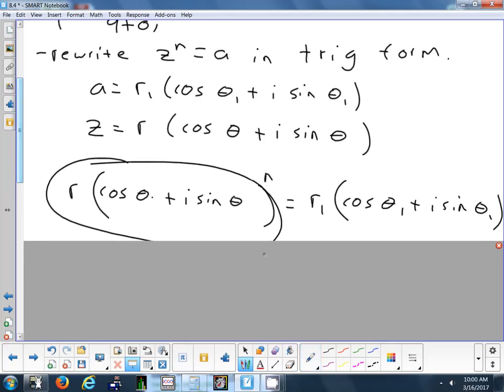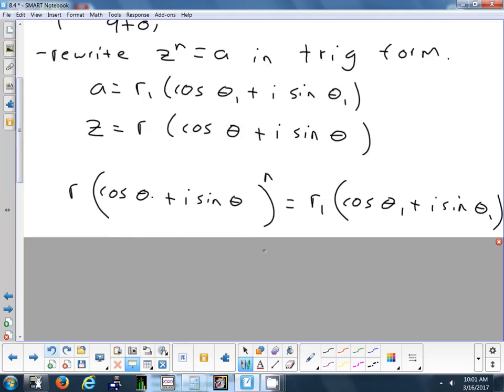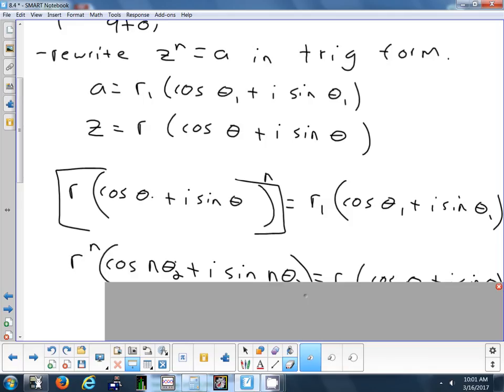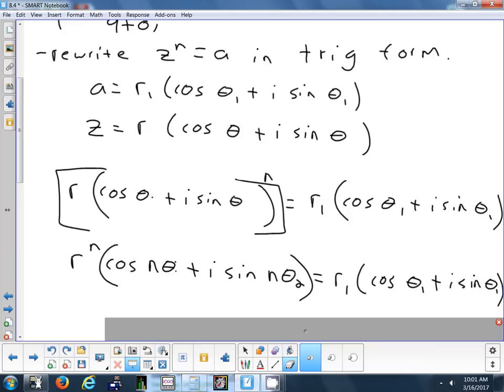Okay, now, on the left-hand side, what I have right here, I can do this out with de Moivre's theorem. I'm taking a complex number and I'm raising it to a power. So what would I do with my radius and the power? Raise it. So it would be r to the n. And what would I do with my angle and the power? Multiply them. So it would be just like that.